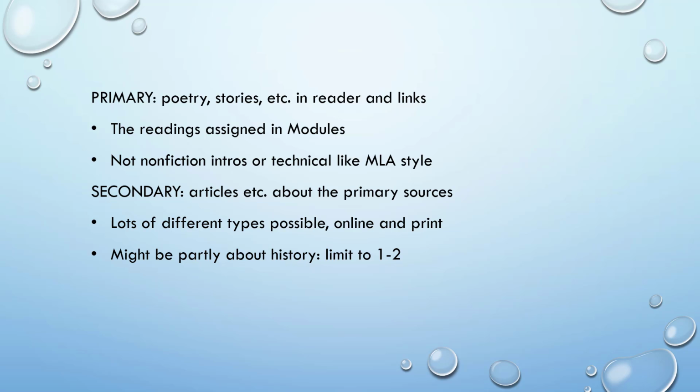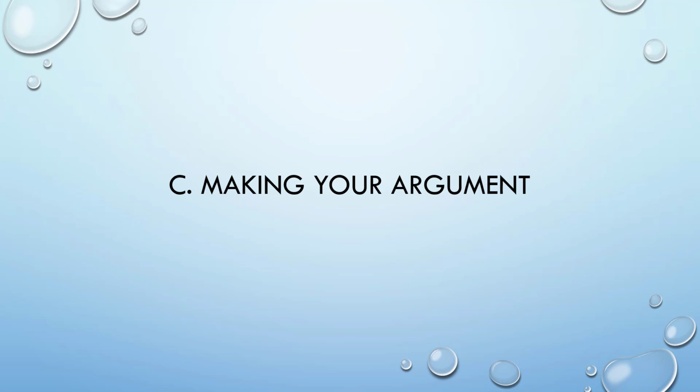Secondary sources are articles, blogs, book chapters, web page articles, web pages about the primary sources. So they talk about how they are written and maybe why they are written that way. There are lots of these possible. Online and print are both acceptable. You will probably use more online. They might be a little bit about history. You can't have literature without history, and you're not going to have history that develops without literature. However, do not look for only history sources, please.